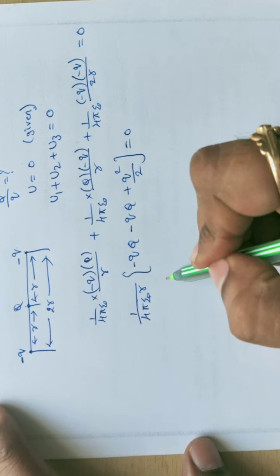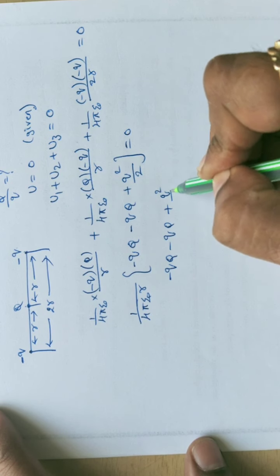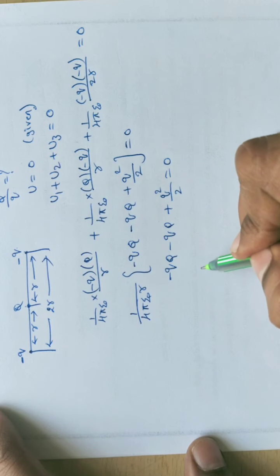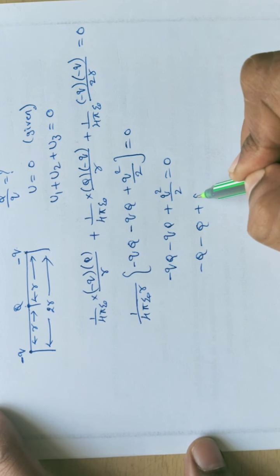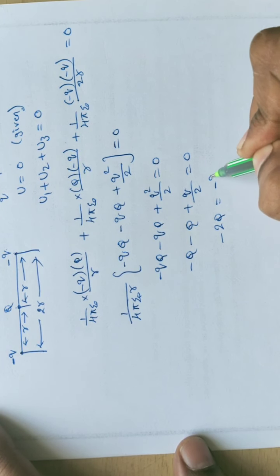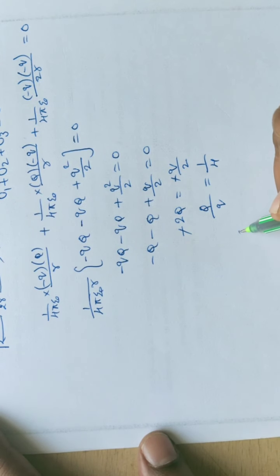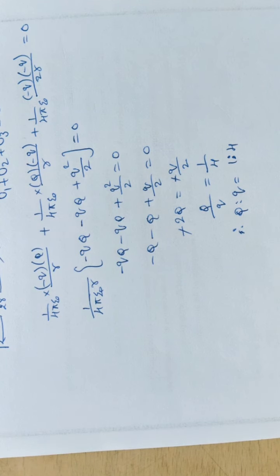So now I represent minus qQ minus qQ plus q square by 2 equal to 0. In the next step, we may represent it as minus 2 into capital Q plus q by 2 equal to 0. So minus 2 into capital Q is equal to minus q by 2. The minus signs cancel. Now we get Q by q is equal to 1 by 4, or otherwise we represent this as Q is to q is equal to 1 is to 4. This is the result for us. The remaining problems we can solve in the next class.